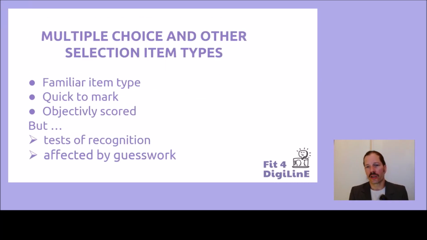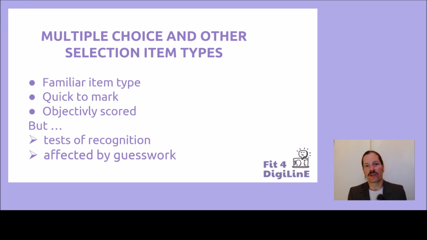Now we will look at the different item types, starting with multiple choice and other selection item types. When selection item types are used in a test, it is likely that the test provider considers some of the following features of these items to be advantageous. This type is often used with an input text to test reading or listening abilities.